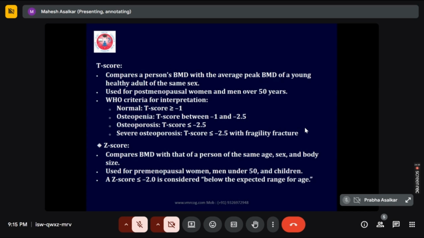Now coming to the Z score, it compares the BMD with that of a person of the same age, sex, and body size. It is used for premenopausal women and men under 50 and children. Z score less than -2 is considered below the expected range for the age. You understood now? Yes, sir.